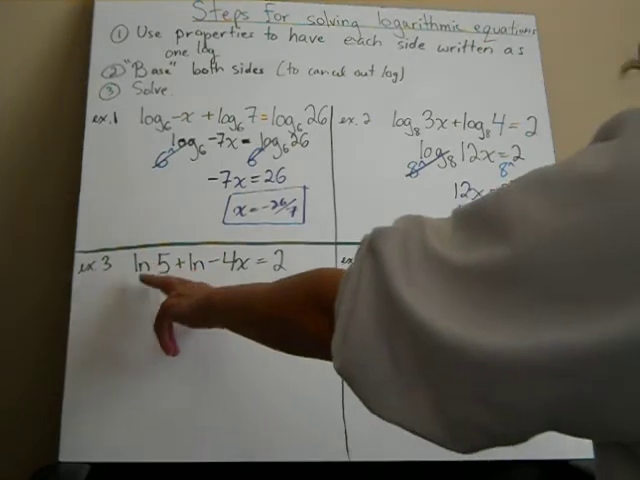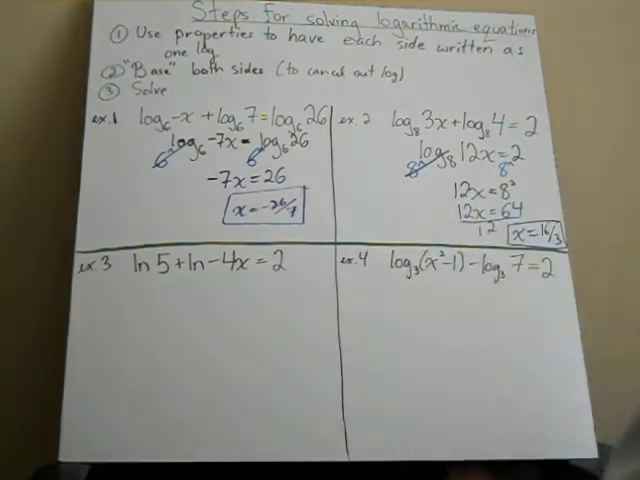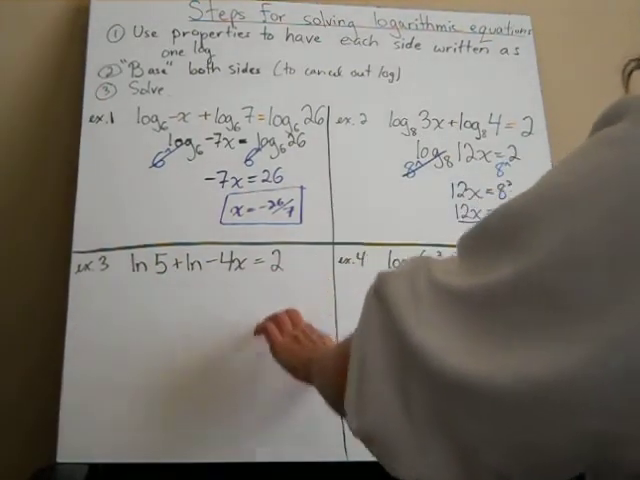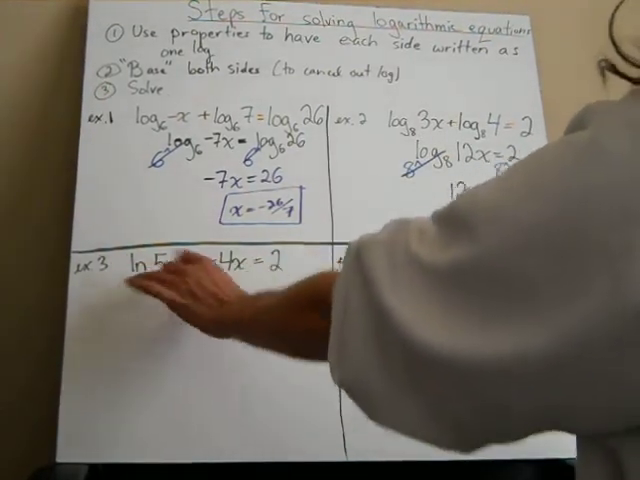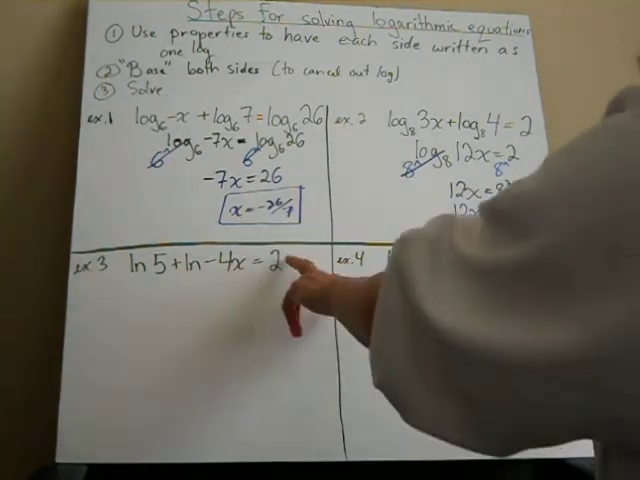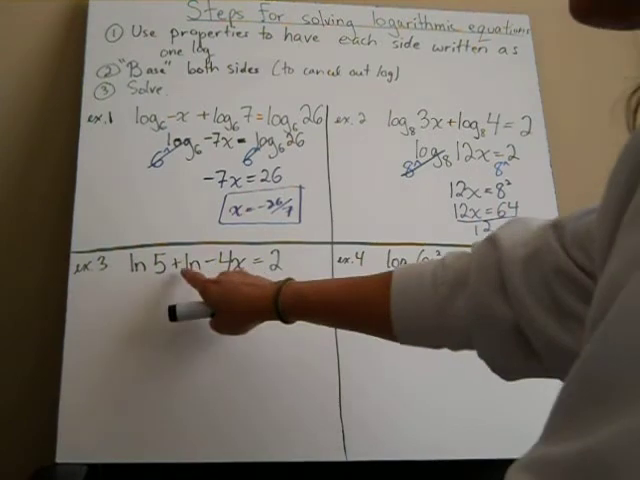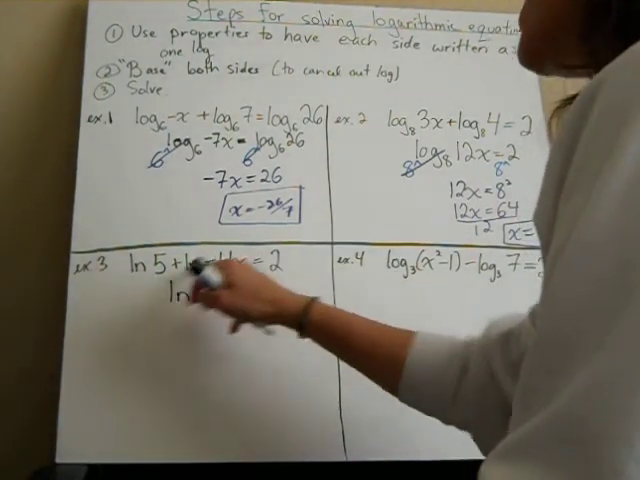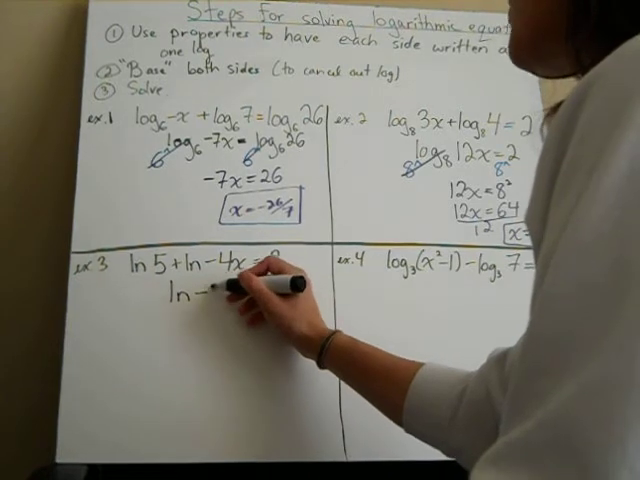The next example is just to give you a natural log example. All of the rules are the same. You first want to use the properties to condense both sides to 1 log. And usually you just have only one side that has more than 1 log, but if you had more than one over here, you would do the same thing and condense it. So since you're adding here, that means you can rewrite this as the product. 5 times negative 4x is a negative 20x.